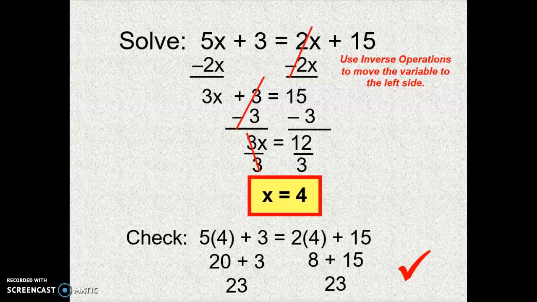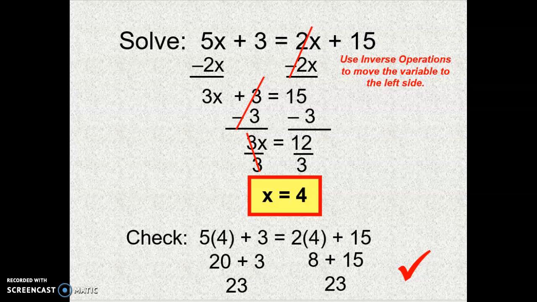So the first step you see there is I am going to undo the 2x on the right hand side. So to undo that, I am going to subtract 2x from both sides. Now when I do that, notice that cancels out and all that's left on the right is 15. On the left, I take the 5x minus the 2x, which gives me 3x. Then I still have the plus 3 there, equals 15. Remember, I am trying to isolate for the x. I want x by itself.